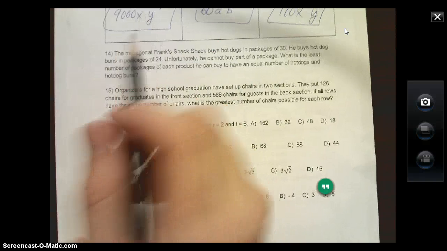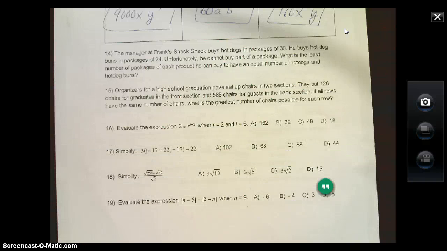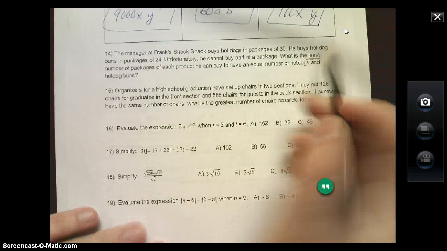Okay, number 14, 15. The manager of Frank's Snack Shack buys hot dogs in packages of 30. He buys hot dog buns in packages of 24. Unfortunately, he cannot buy part of a package. What is the least number of packages of each product he can buy and have an equal number of hot dogs and hot dog buns? Key word here is least.